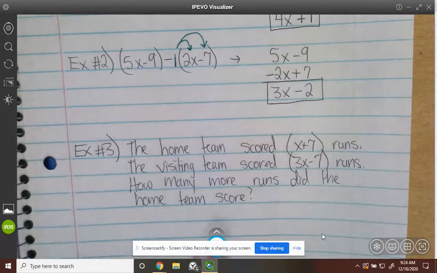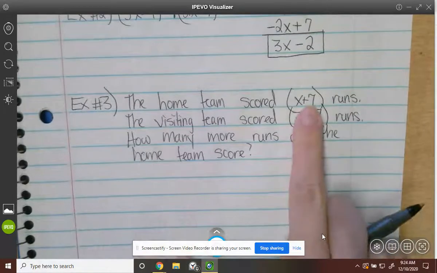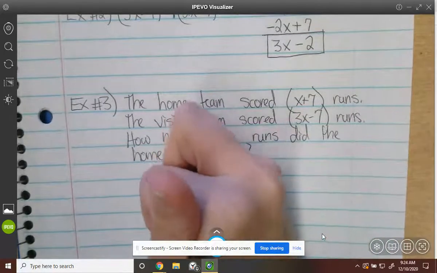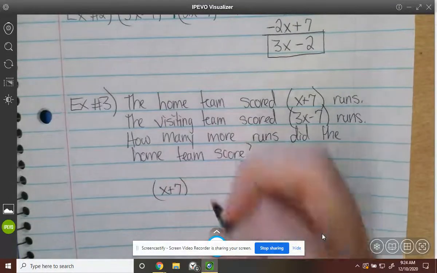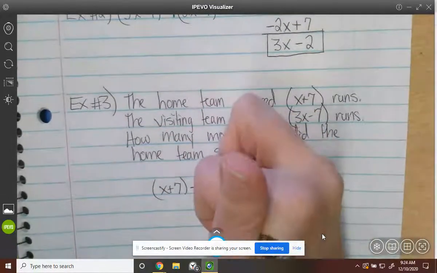So we know the home team won, so that means their number is going to be bigger. So we're going to put x plus 7 first. And since it says how many more, we want to subtract to figure out how much they won by.